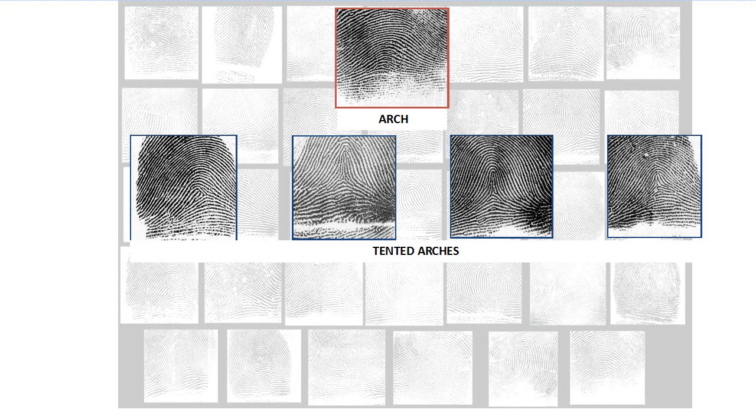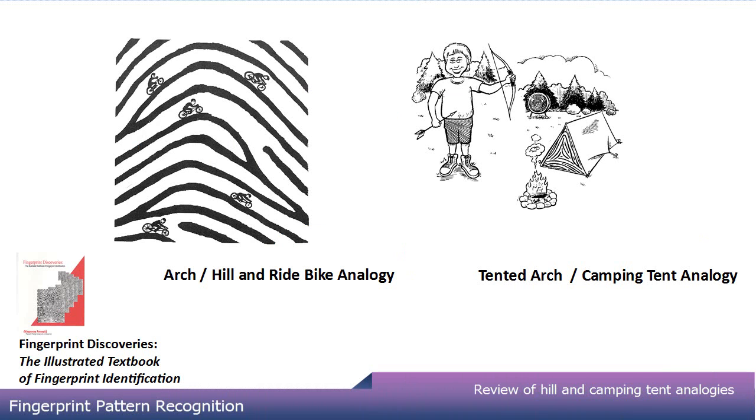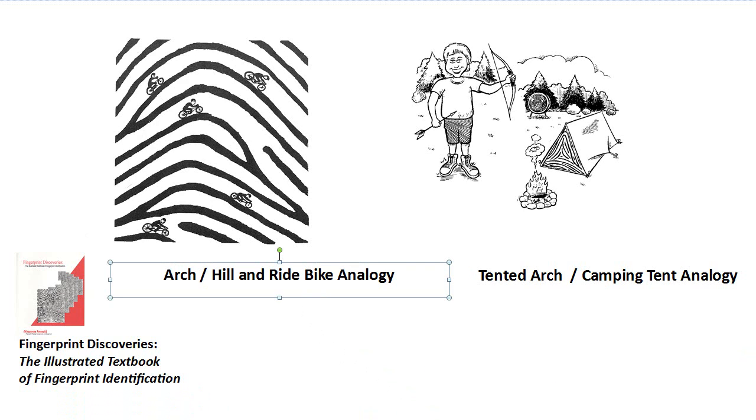So far we've studied the arch and the tinted arch pattern, and in doing that we tried to find them in an array of different fingerprint patterns. In this process we used definitions and a number of analogies. And the first analogy that we used was the ride the bike. And if you ride the bike over the hill without getting a flat tire, then it was a plain arch.